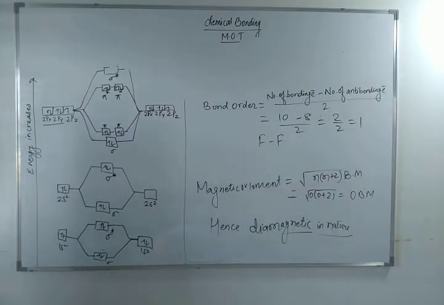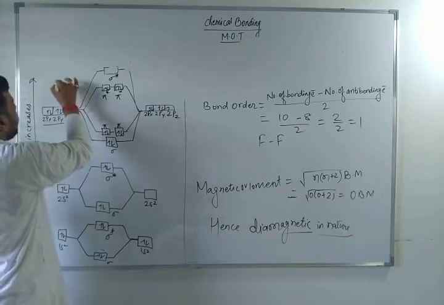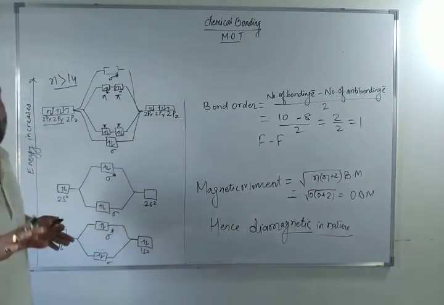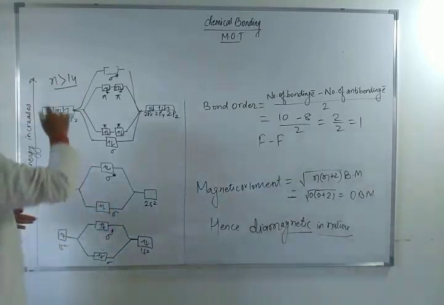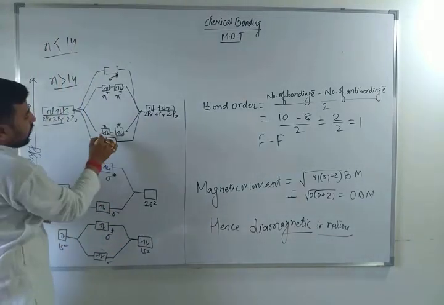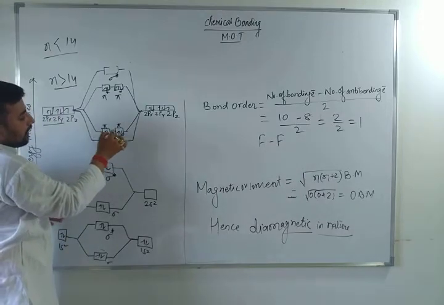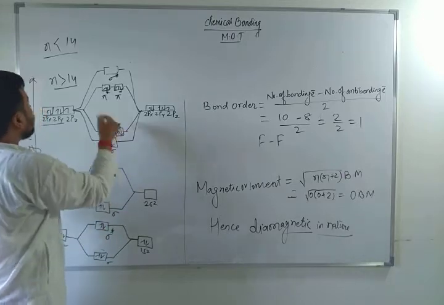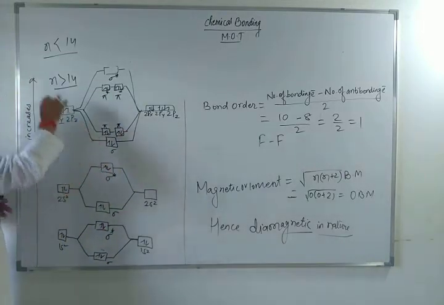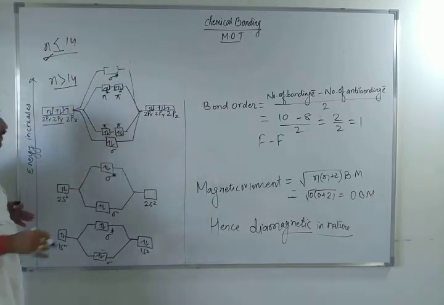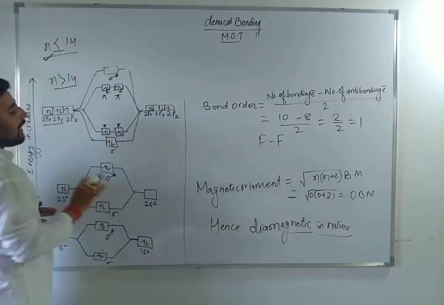Remember, dear students, there will be no change in orbitals, as this orbital order will always hold for n greater than 14, whether they are homonuclear or heteronuclear. If it is less than or equal to 14, then what you have to do is just put the pi electrons 2px and 2py down, nothing else. When the number of electrons is less than or equal to 14, the pi electrons will be down.